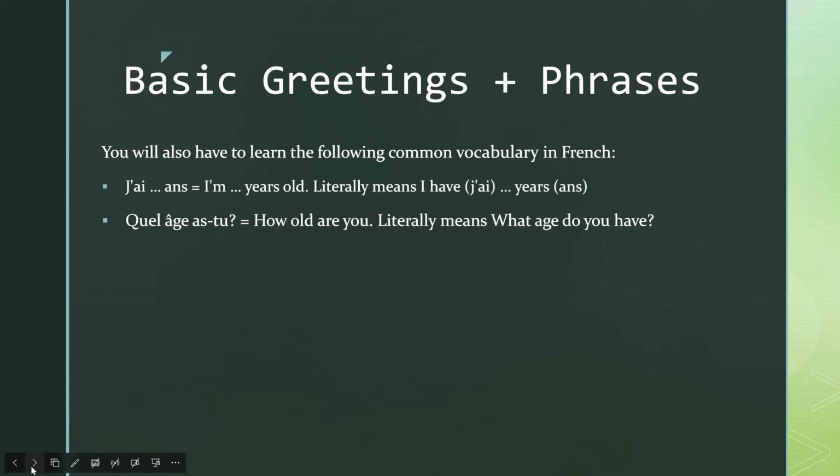Quel âge as-tu? Quel âge as-tu? And you can see the A circumflex. It means how old are you? It literally means what age do you have.